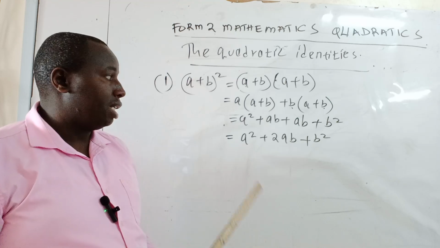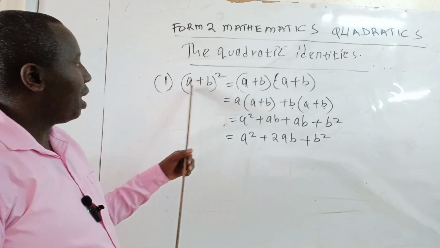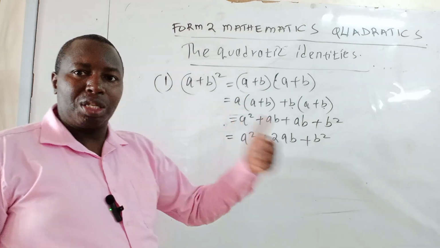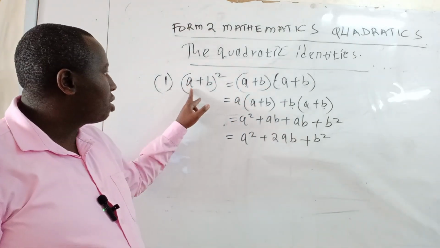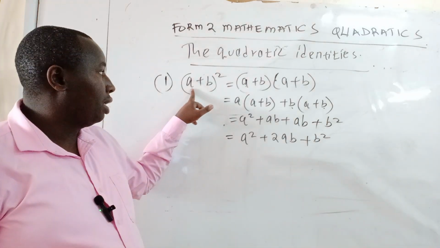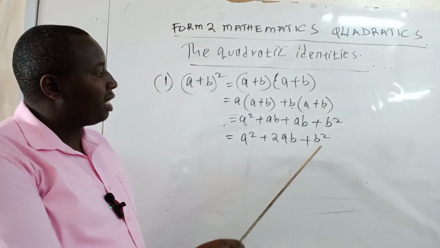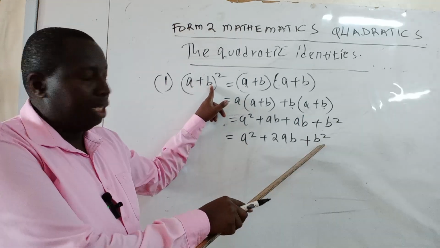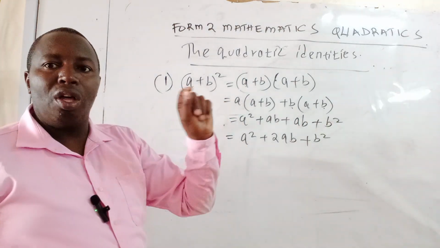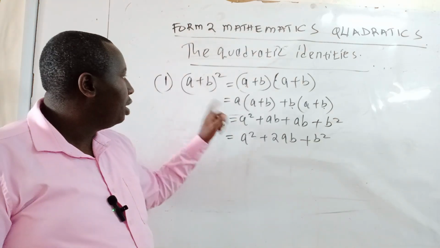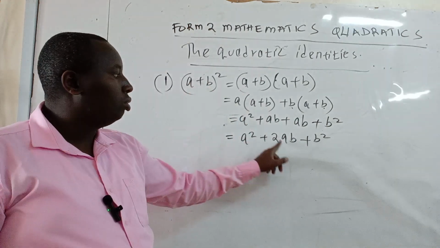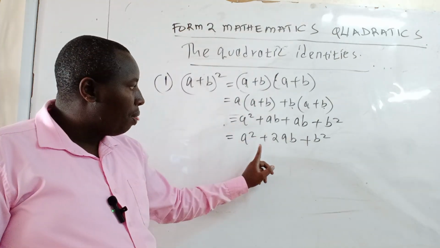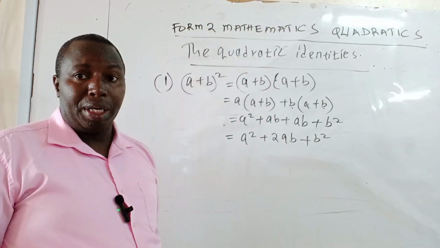The quadratic identity. So when you're given (a + b) squared, instead of using all this method of expansion, you can just square the first term, a squared, and the last term will be b squared. Then the middle term will be a times b times 2. That is a squared plus 2ab plus b squared.